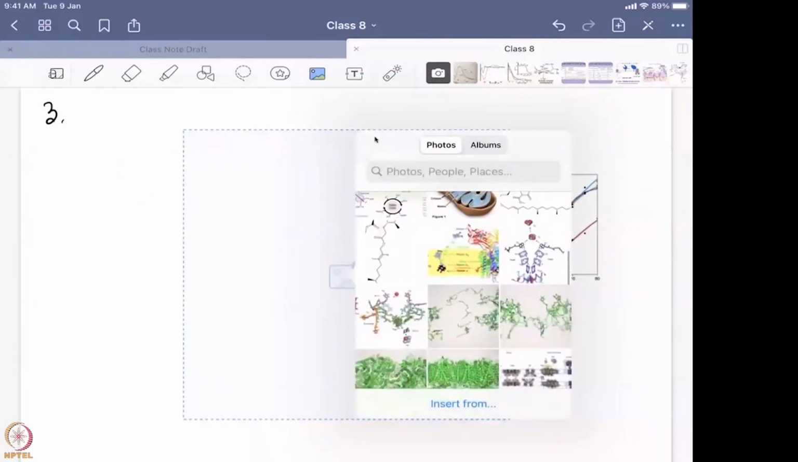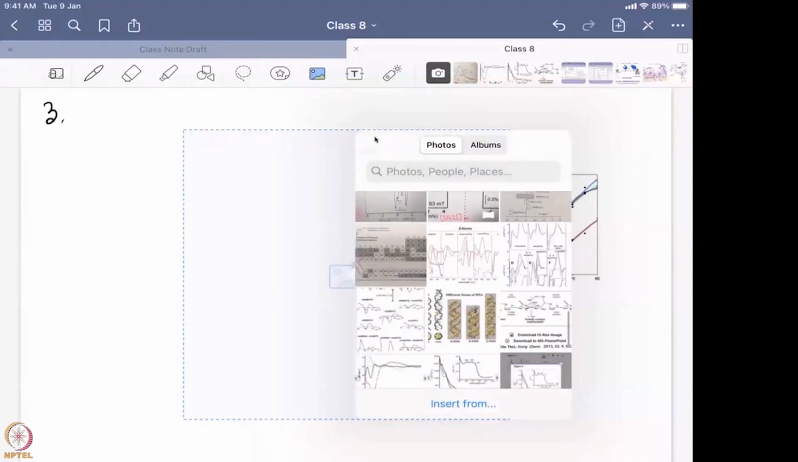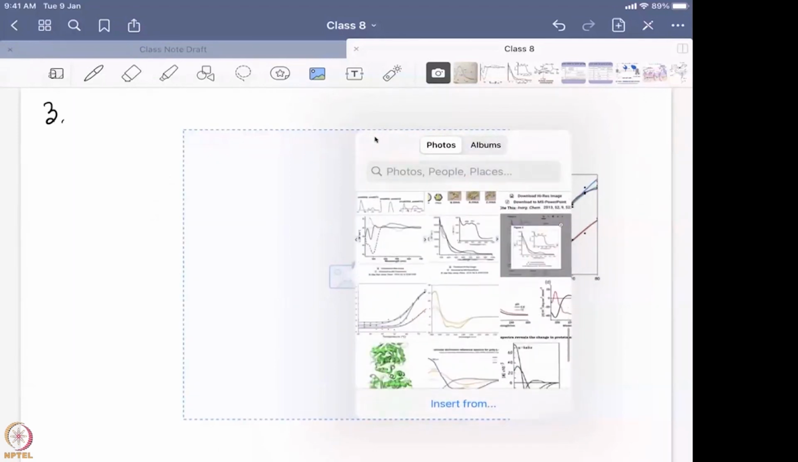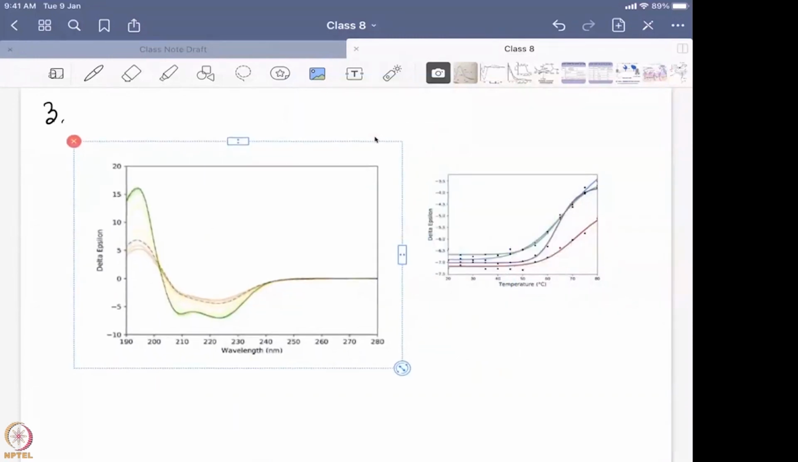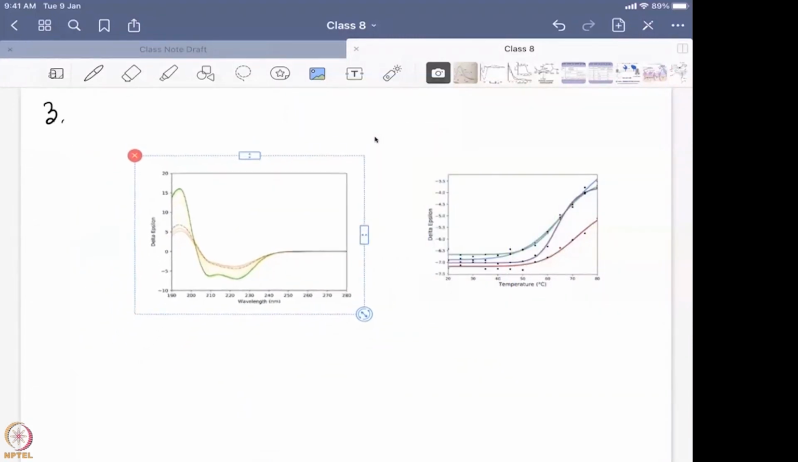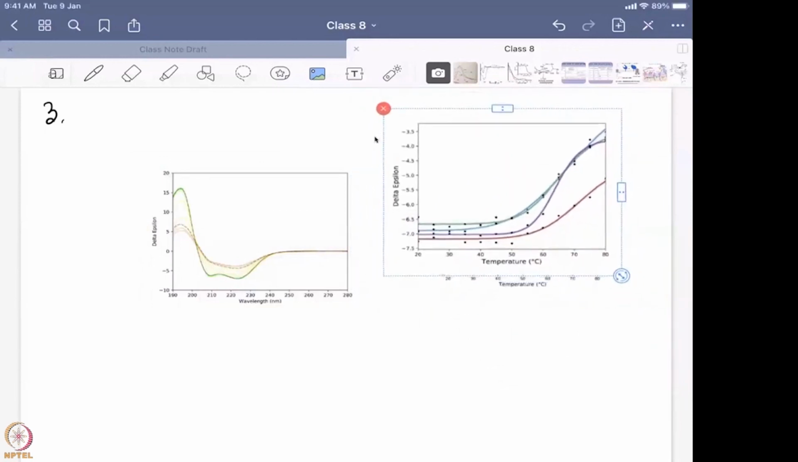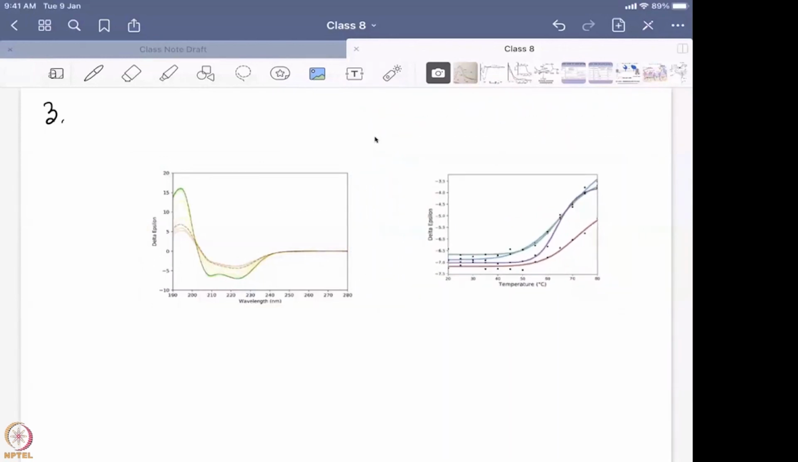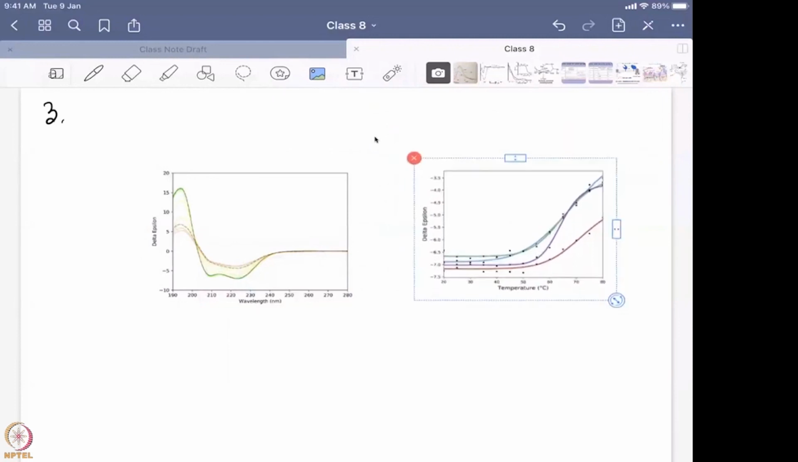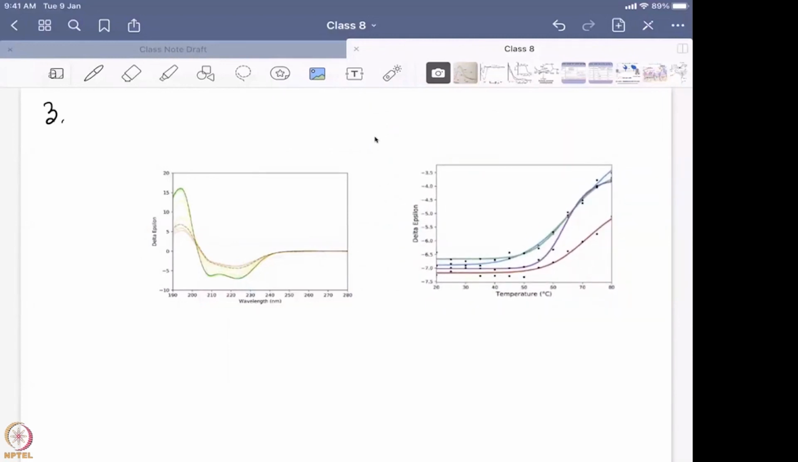So we have discussed that we can actually look into the stability of a protein at different temperatures. And if the protein is destabilizing, we can clearly see that with respect to the CD spectroscopy. So that is what we would like to find out.